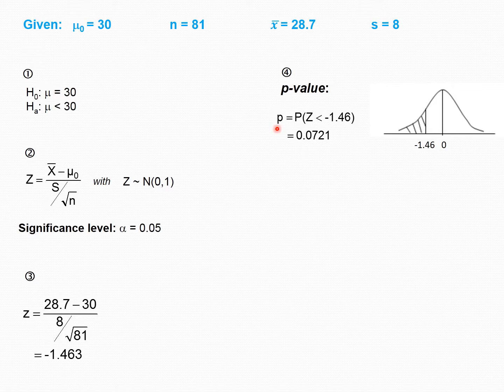So our p-value will be equal to the probability that Z is less than negative 1.46. So we use less than because we tested a left-sided alternative hypothesis, so the sign must be the same. So we are looking for this area under the curve. We can read that off directly from our negative Z table then. So our p-value will be 0.0721. And then we can compare that to our significance level for step 5.